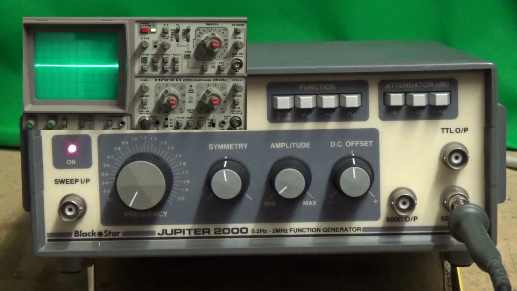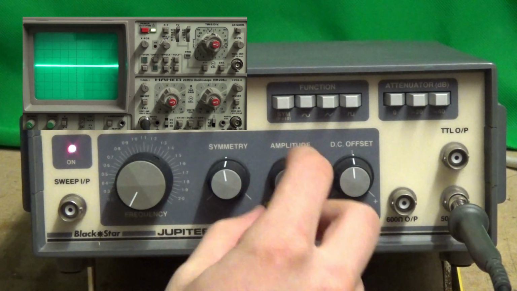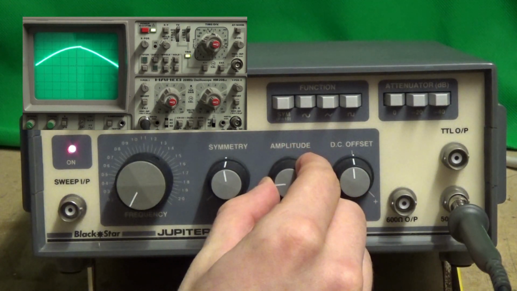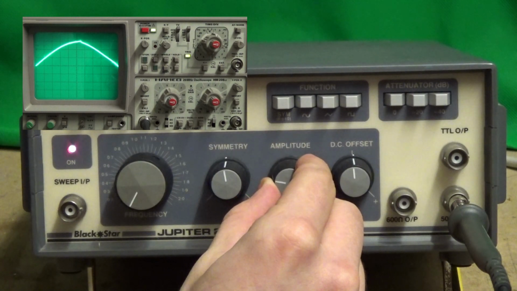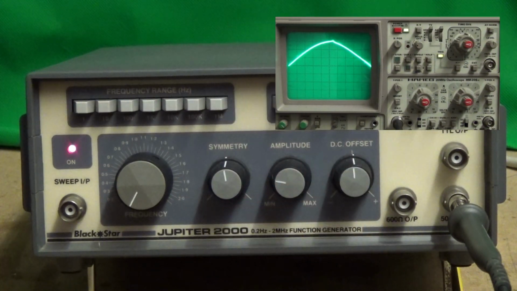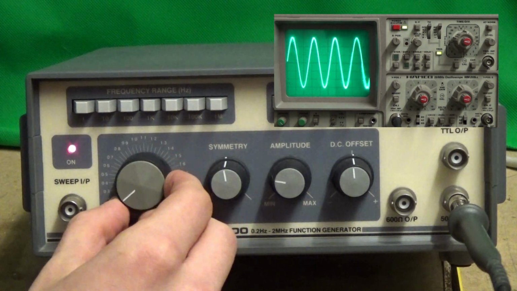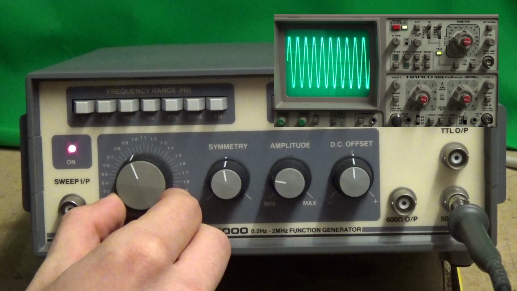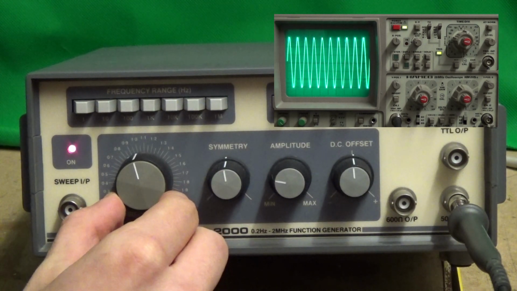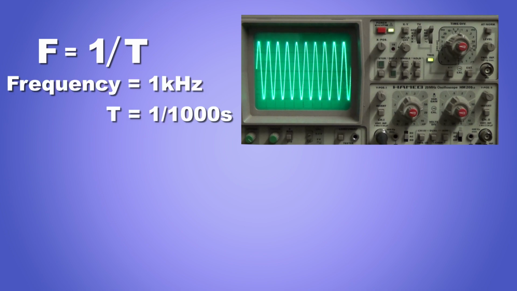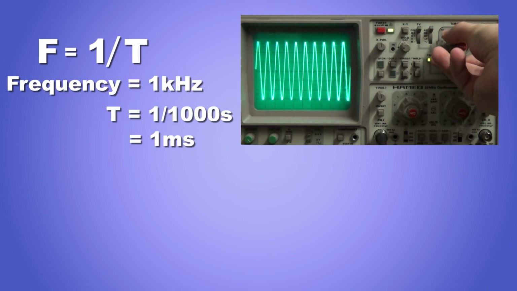The signal generator has been set up to produce a sine wave with the following properties: an amplitude of 1.5 volts, a 1 kHz frequency. As we already know, the equation relating frequency to time period is f equals 1 over T, so the time period of this wave is 1/1000th of a second, which is equal to 1 millisecond.